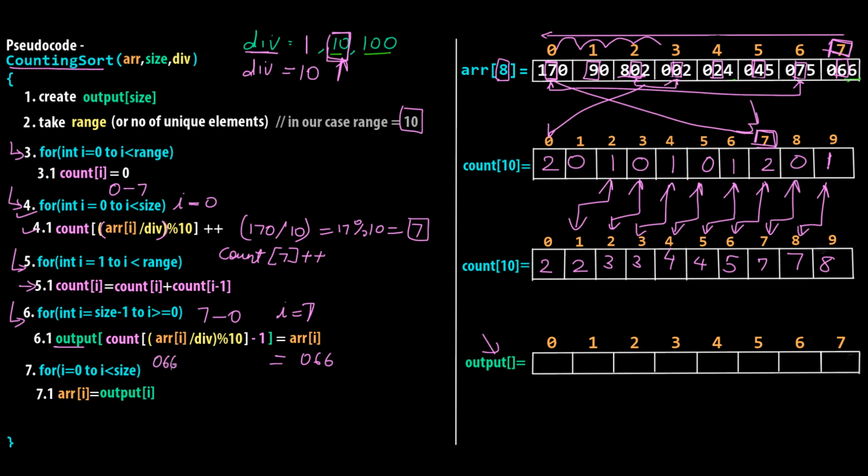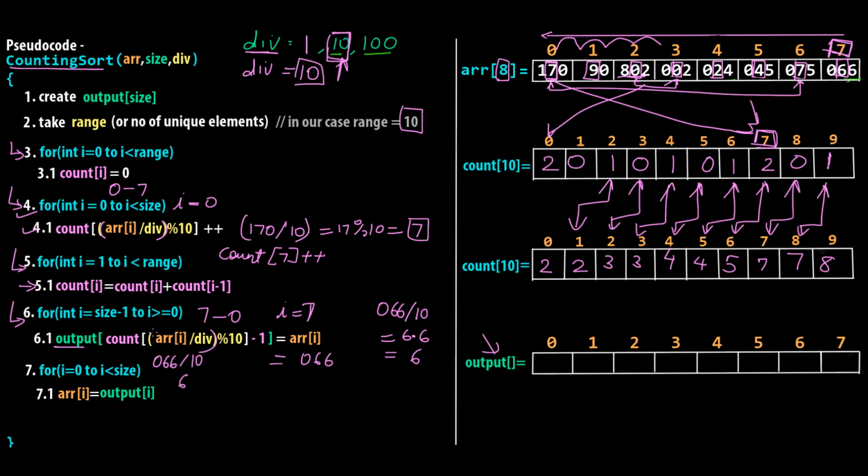So we say 066 divided by div. Div, as I mentioned, for this iteration is 10. So 066 divided by 10 is gonna give us 6.6. Now as I mentioned, this is an integer value, so the decimal part, the fractional part, is gonna be truncated. So we are left with 6. So 066 divided by 10 is gonna give you 6.